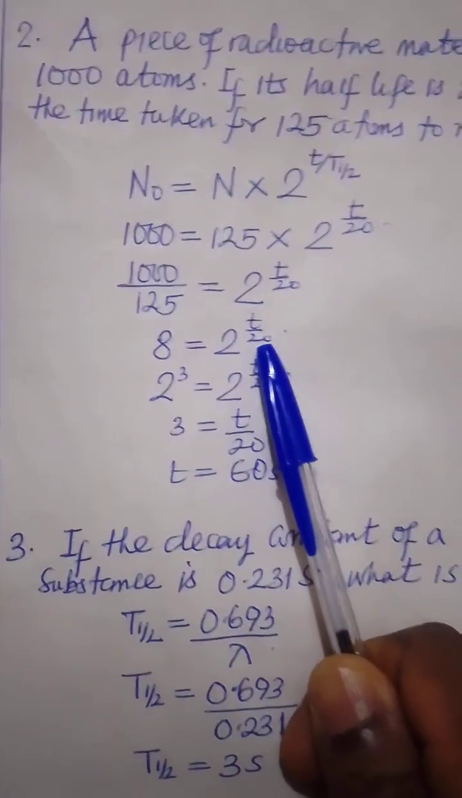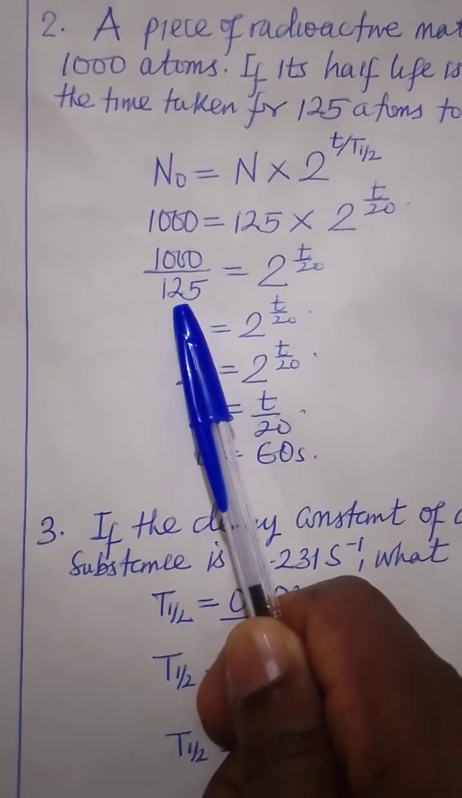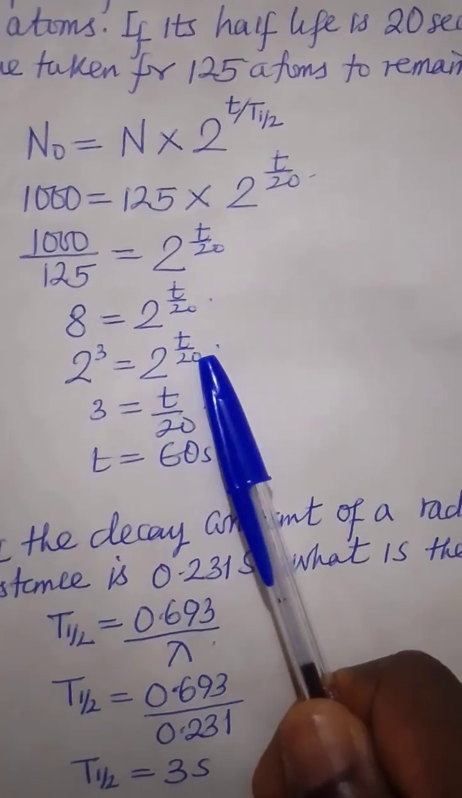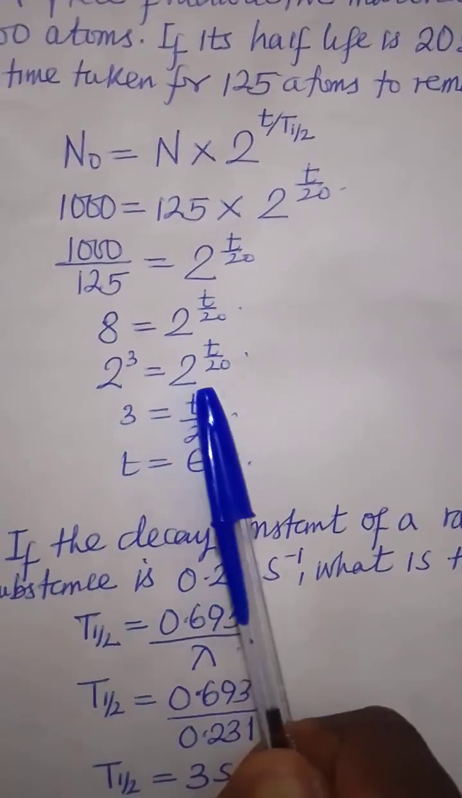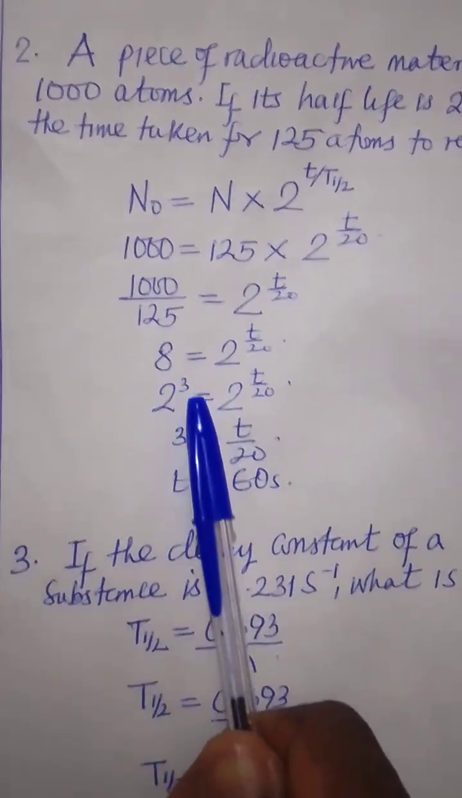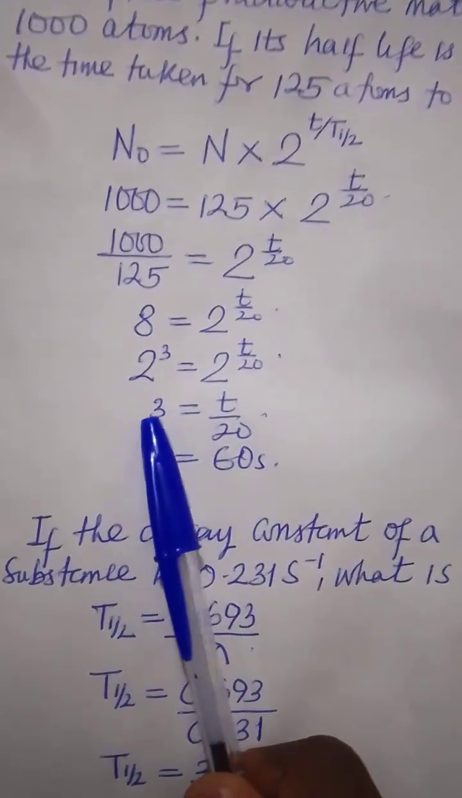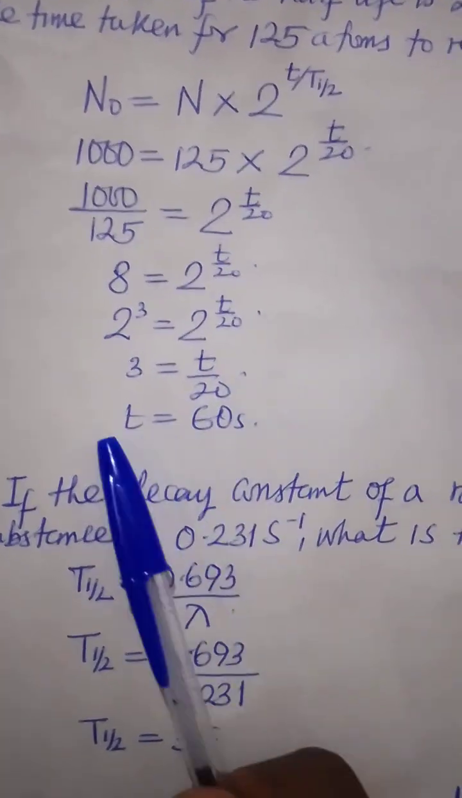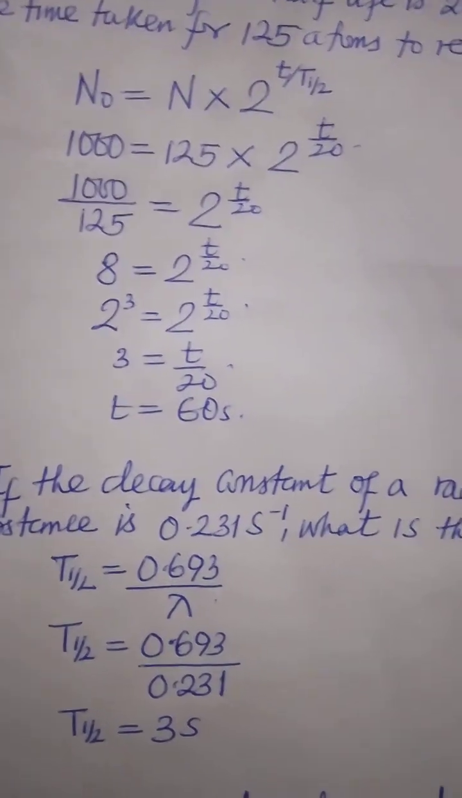That's small t now. 8 is 2 raised to the power 3, equal to 2 raised to the power t over 20. Since the bases are equal, we can equate the powers. This 3 now is t over 20. If you cross multiply, t is 60 seconds.